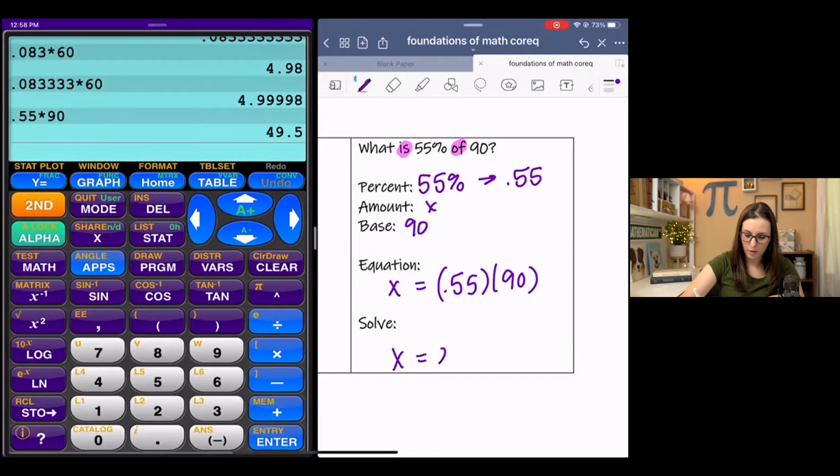Is 49.5. And that's all. And we can check ourselves. We want to see if 49.5 out of 90 is indeed 55%. Yes, it checks out. So that is complete.